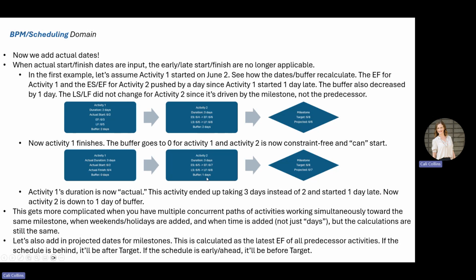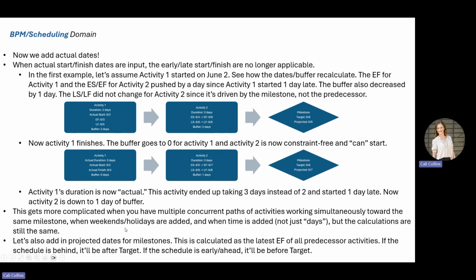We've now eaten up one more day of buffer. So previously, activity 1 was supposed to only be 2 days of duration, but it took us 3 days. So now you can see our buffer is starting to reduce on our activity number 2. We started with 3 days, then we were down to 2 days because we started a day late on activity 1. Now we're only down to 1 day because we took an extra day to do activity 1. So we're starting to get a little bit closer to potentially running late. Now that activity 1's duration is actual, we can see that they are down to that 1 day of buffer.